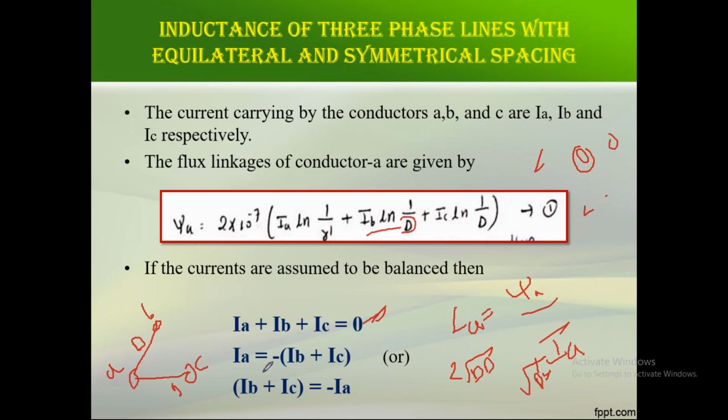Now from this equation we can write IA equals minus of IB plus IC, or IB plus IC is equal to minus IA. If you observe these 2 terms, both have the common term ln 1 by D. So if we take ln 1 by D common, ln 1 by D into IB plus IC, instead of IB plus IC we can substitute minus IA. So finally we will get psi A is equal to 2 into 10 power minus 7 into IA ln 1 by r dash minus IA ln 1 by D.